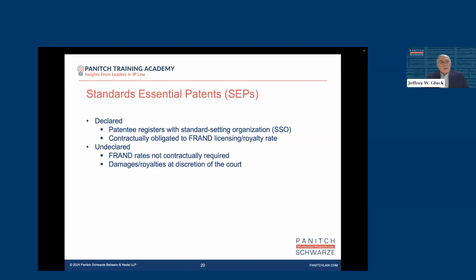Okay, so basically the way it works with a standard is that a standard is created by a standard setting organization, or SSO. And that's generally with contributions from people or organizations who wish to be involved, typically large companies.